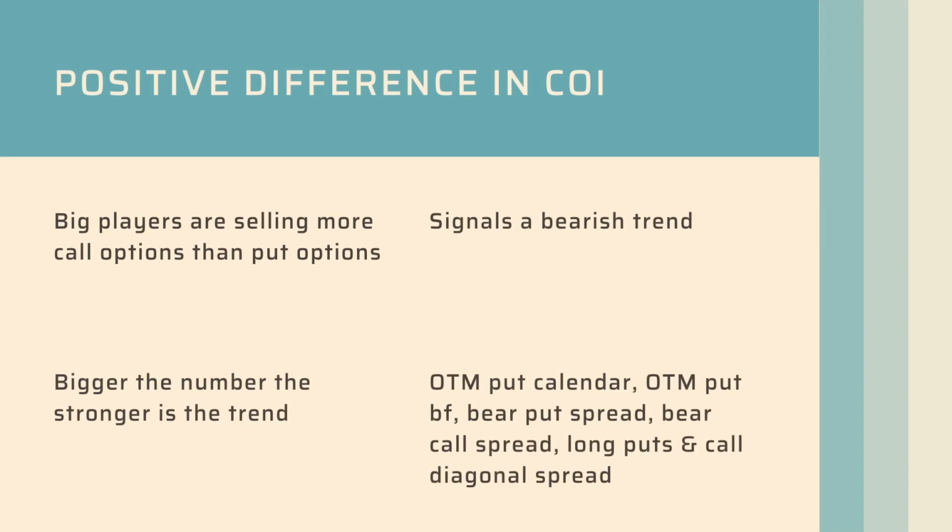In the same way, a positive difference in change of interest suggests that big players are selling more call options than put options. It signals that most big players are betting on a likely bearish trend going forward. So again, you need to take a trade in the direction of the primary trend, that is, a bearish trade. Examples of bearish trades include out of the money put calendar, out of the money put butterfly, bear put spread, bear call spread, long puts, and call diagonal spread.